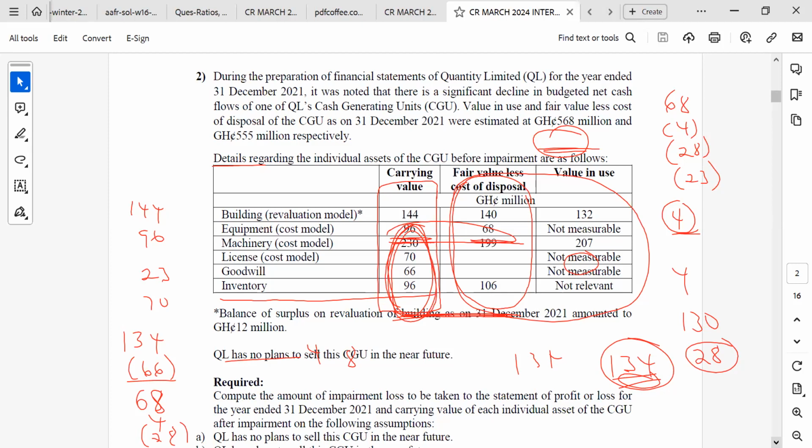You can decide to share the remaining one based on how we share this one, or you can just share it based on their carrying value. There is no problem with that if you are doing the held for sale. It's only impairment that you have to make sure that you don't reduce the impairments more than the recoverable amount given to you.